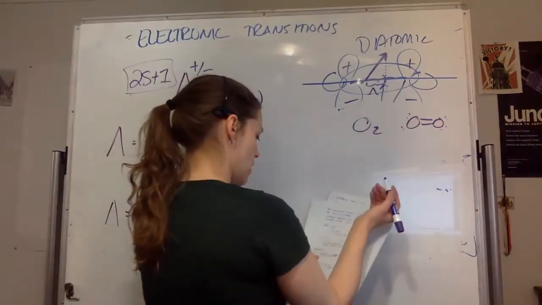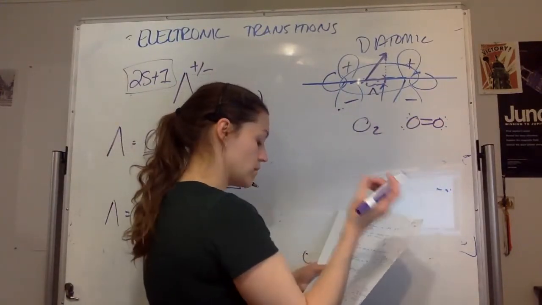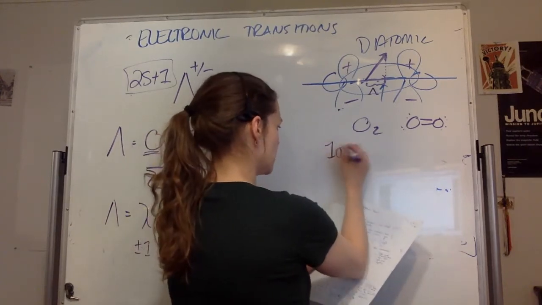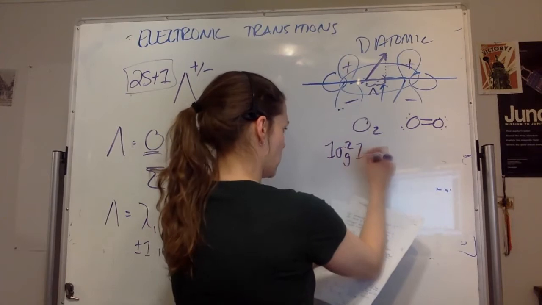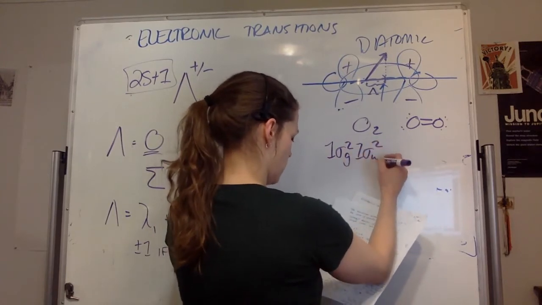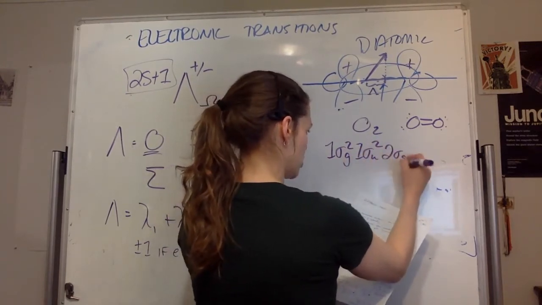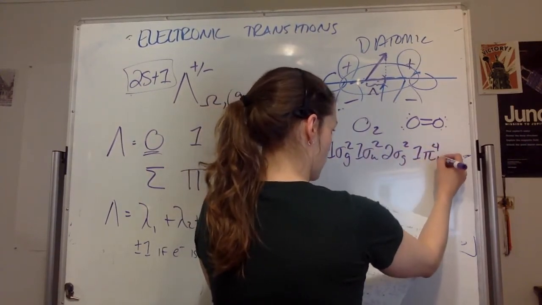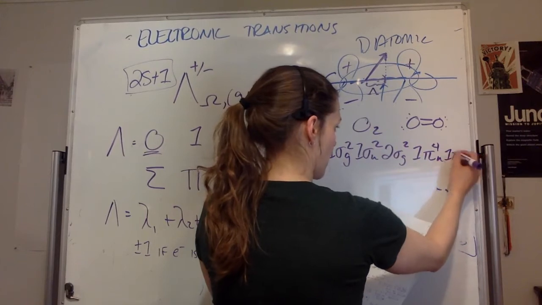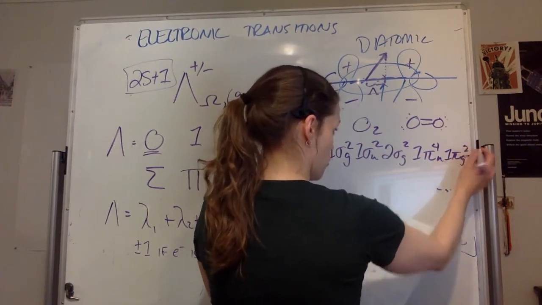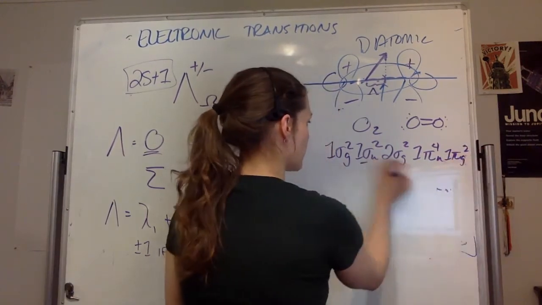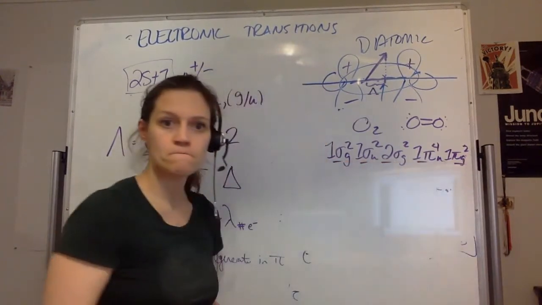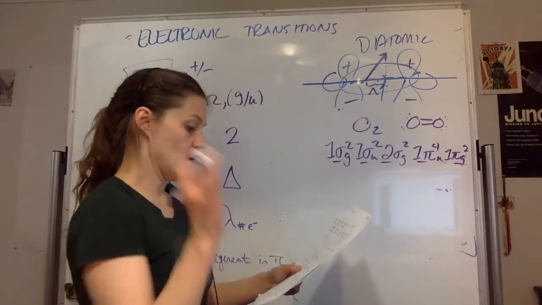So the molecular electron configuration for oxygen is 1σg², 1σu², where this is the antibonding orbital, 2σg², 2σu², 3σg², 1πu⁴, 1πg². Awesome. So these and this are my antibonding orbitals, bonding, bonding, bonding. Cool. Okay.